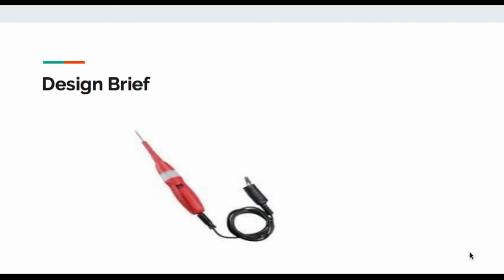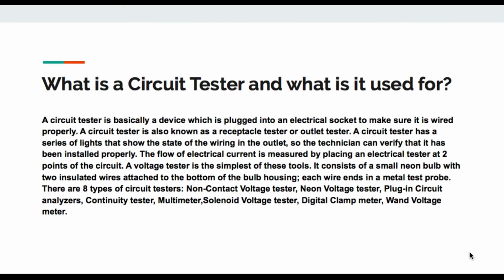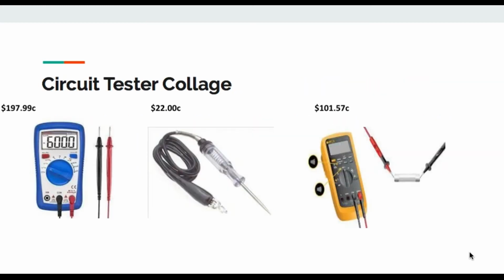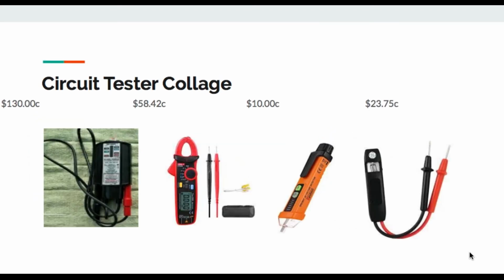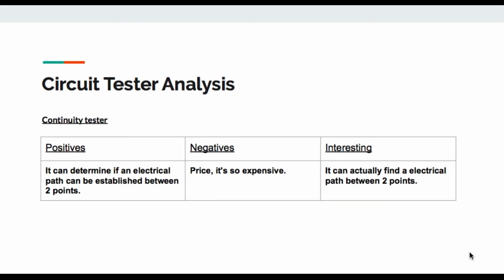So first of all, they had to write a design brief, tell me exactly what a circuit tester was used for. This is someone from our class. It's not finished yet, this folio, but this is an example of what they have been doing. They had to do some research into existing circuit testers and how much they cost to buy in Australia. And they had to do a PMI analysis of at least two of them.